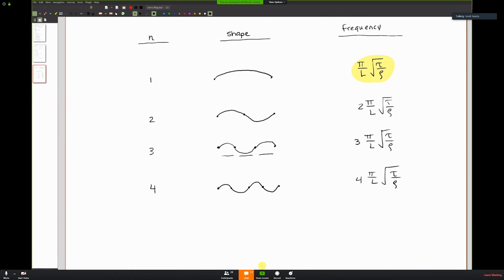So that's one thing, is that you have this sequence of notes called the harmonic series. Single times the frequency, twice the frequency, 3 times the frequency, 4 times the frequency. They all kind of sound nice together.